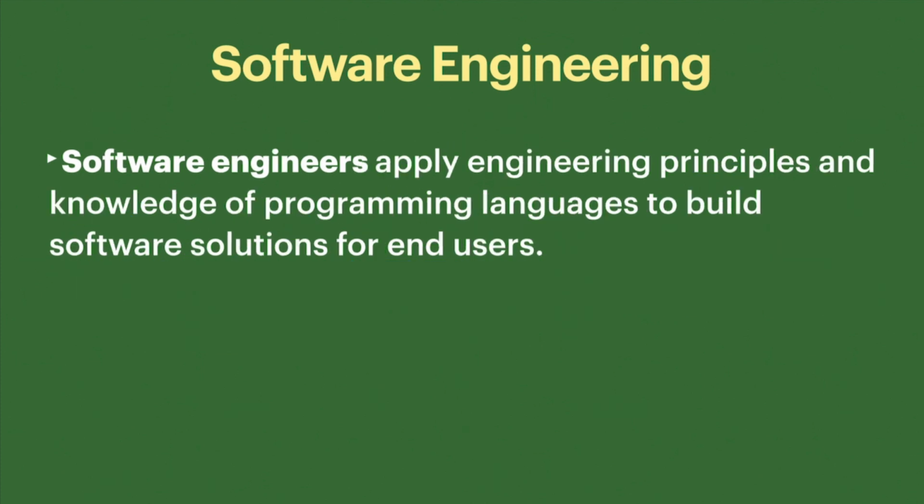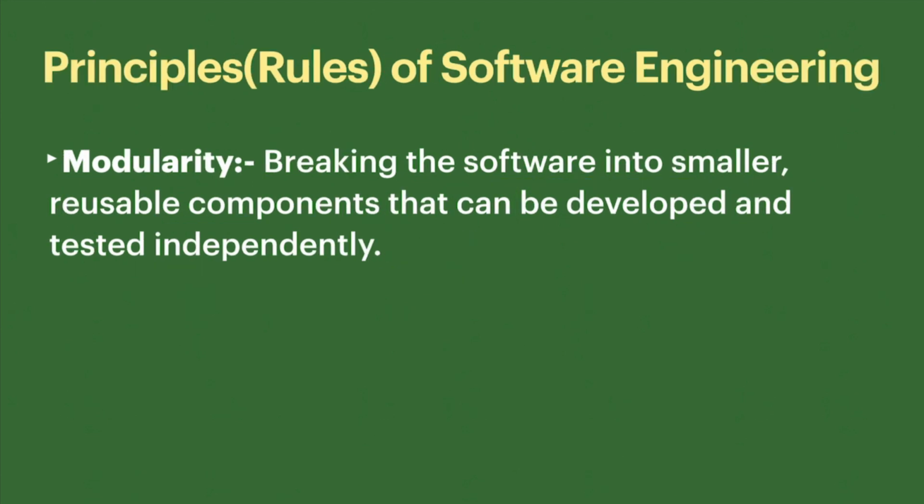Software engineering applies engineering principles and knowledge of programming languages to build software solutions for end users. Without following software engineering principles and without knowledge of programming languages, we cannot create software. The next point is: what are the principles and rules of software engineering?